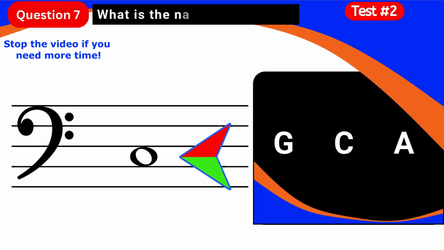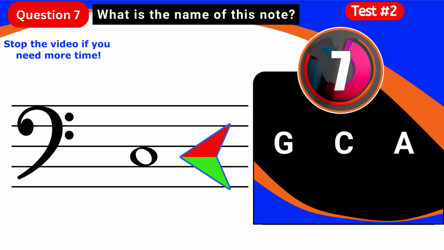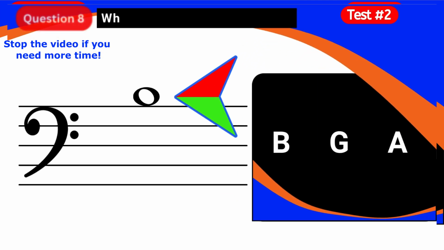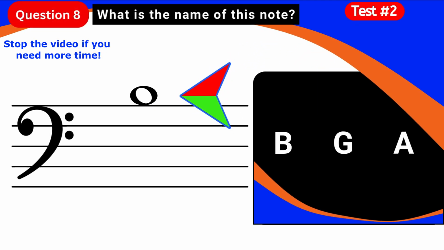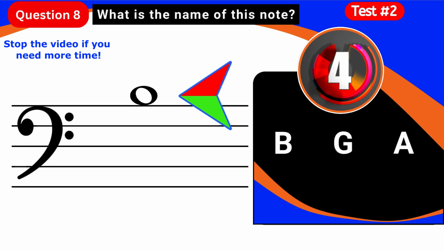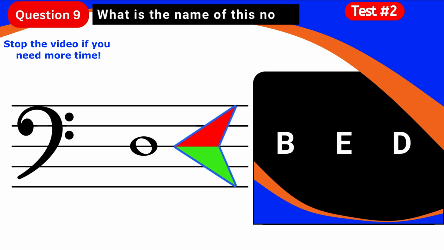Question 7. What is the name of this note? G, C, or A? Question 8. What is the name of this note? B, G, or A? Question 9. What is the name of this note? B, E, or D?